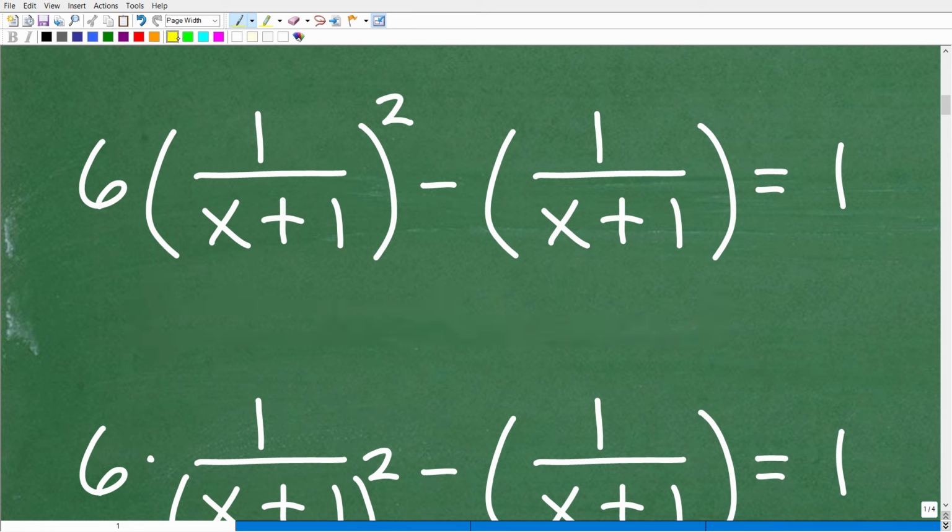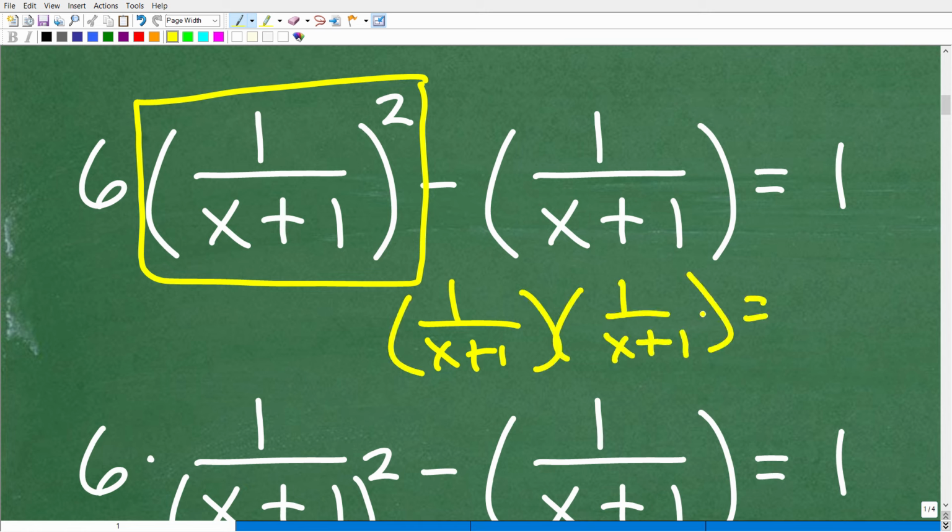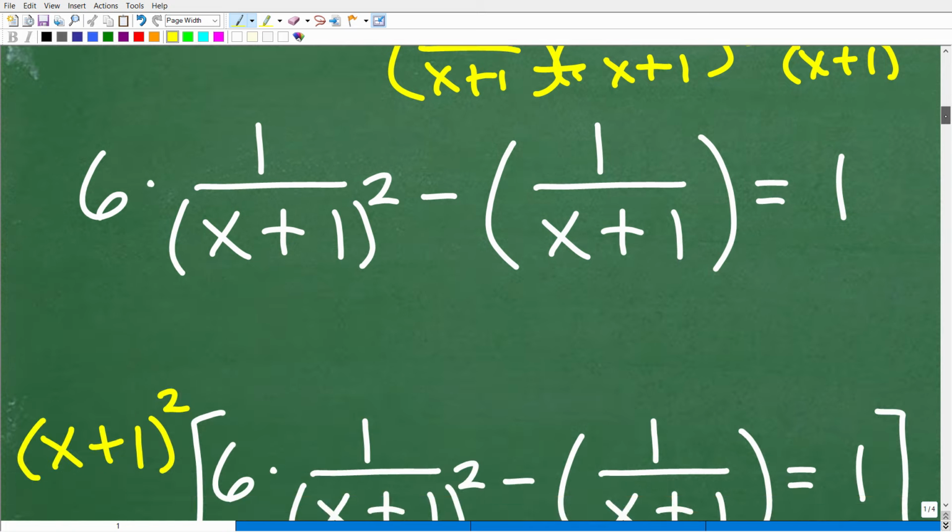Well, I can make this expression a little bit easier. 1 over x plus 1 squared is the same thing as 1 over x plus 1 times 1 over x plus 1. And I can think of that as 1 times 1, because now we're multiplying the numerators, and x plus 1 times x plus 1 is x plus 1, all squared. So I'm going to rewrite this expression in this manner, 1 over x plus 1 squared, and here we go.